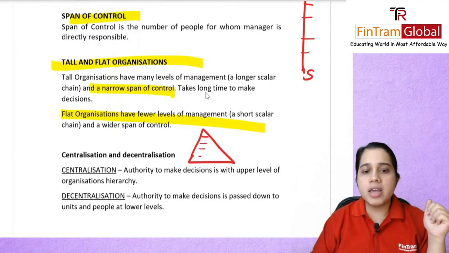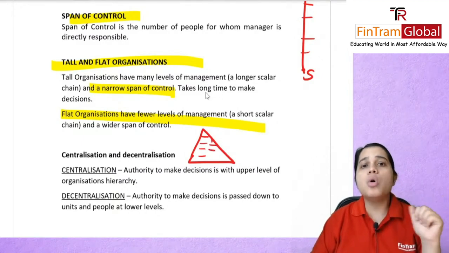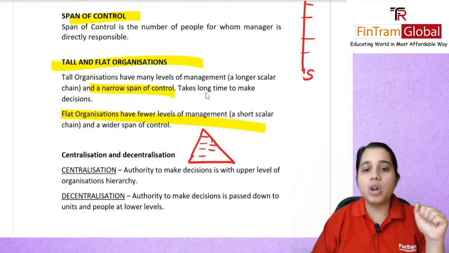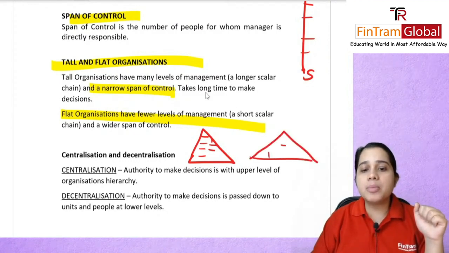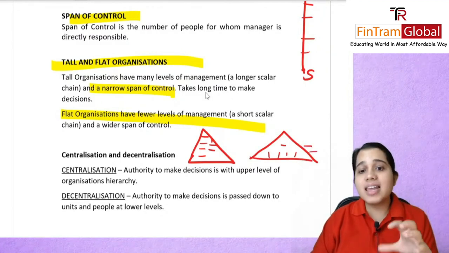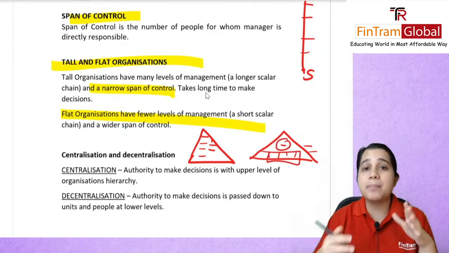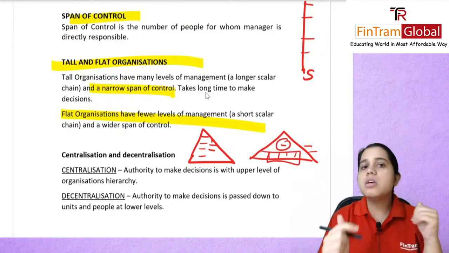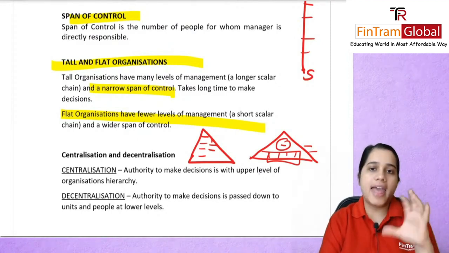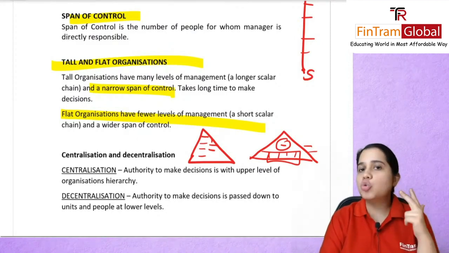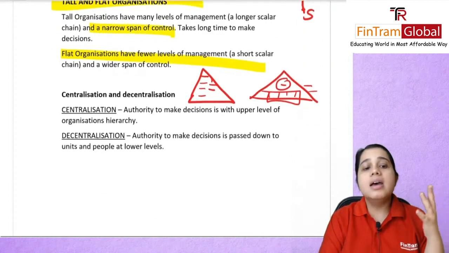So basically, too many levels. Of course, your scalar chain is longer, but one person is, let's say, responsible only for 2 or 3 people. So, narrow span of control. In a flat organization, you will see that the levels are pretty much reduced, right? Only, let's say, 2 levels. So it's a smaller scalar chain, but the span of control is wider. One person is managing so many people as compared to your tall organization. So this is a distinguishing feature between these two types of organizations.